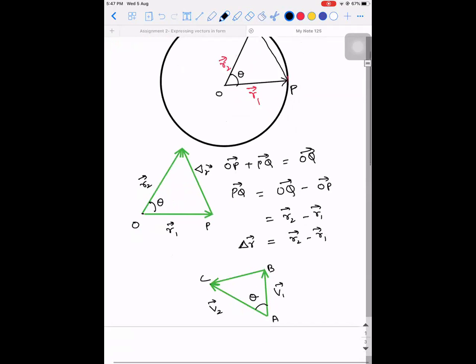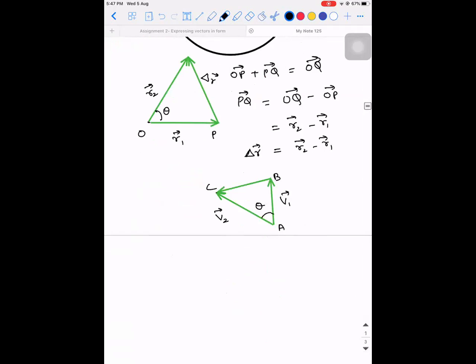Now tell me what is the relation between AB vector, BC vector and AC vector. AB vector plus BC vector is equal to AC vector. Accept it? So BC vector is equal to AC vector minus AB vector. What is AC vector? V2 vector minus V1 vector. So this is delta V vector, because it's a change in velocity. Okay. So delta R vector you have got, delta V vector you have got.